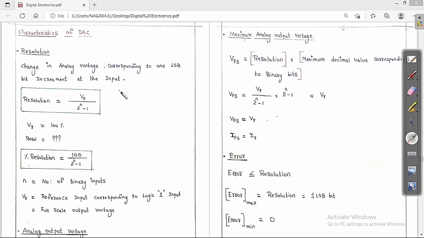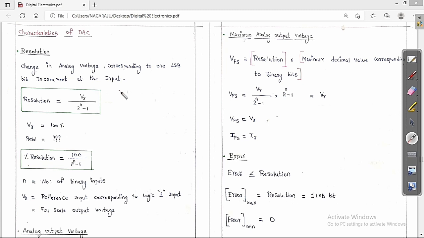So you can see clearly, the change in analog voltage corresponding to 1 LSB bit increment at the input. Suppose you increase 1 LSB bit in the input, then the change in the analog output voltage is called the resolution. So resolution means the change in analog voltage corresponding to one LSB bit increment at the input.